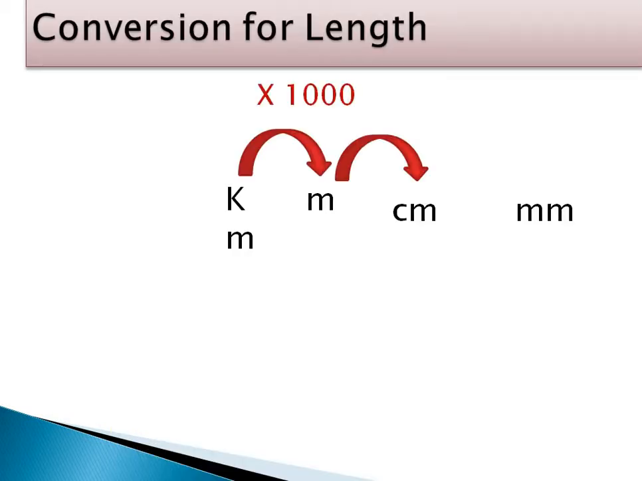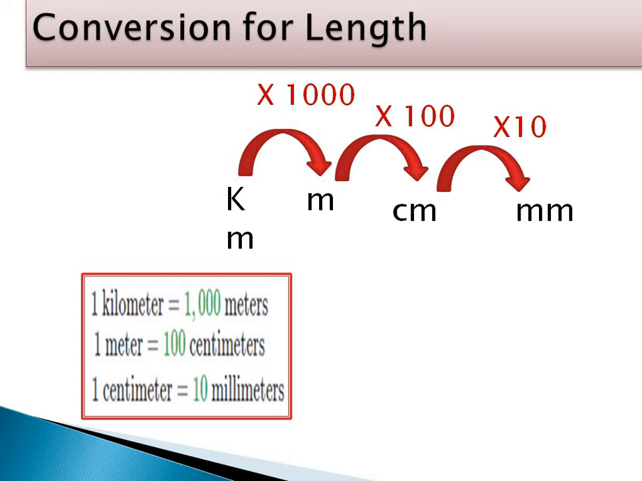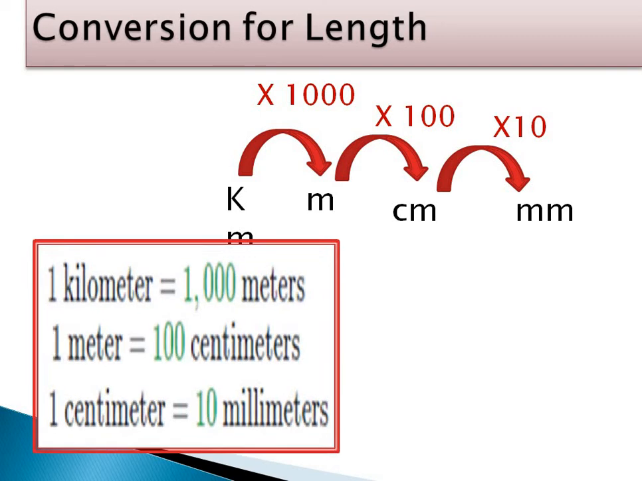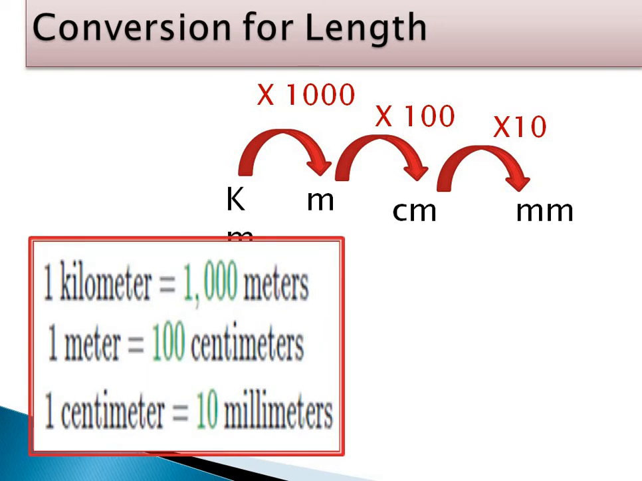Now how to do the conversion of length? Kilometer, this part we already discussed. Kilometer multiplied by 1000 is meter, meter multiplied by 100 is centimeter, and centimeter multiplied by 10 is mm. So here it is expressed: 1 kilometer equals 1000 meters, 1 meter equals 100 centimeters, and 1 centimeter equals 10 millimeters.